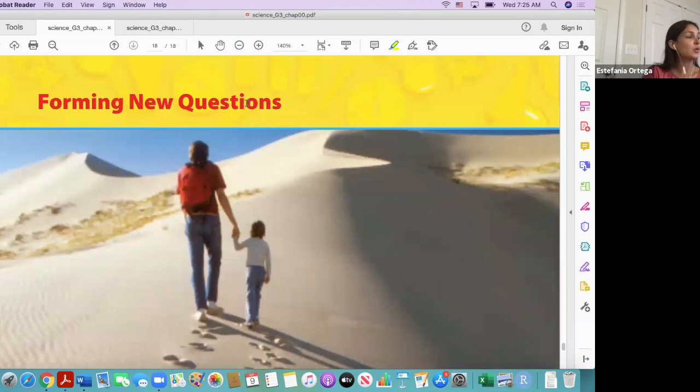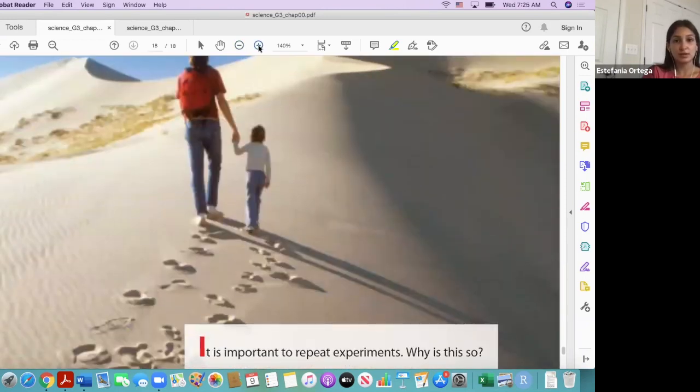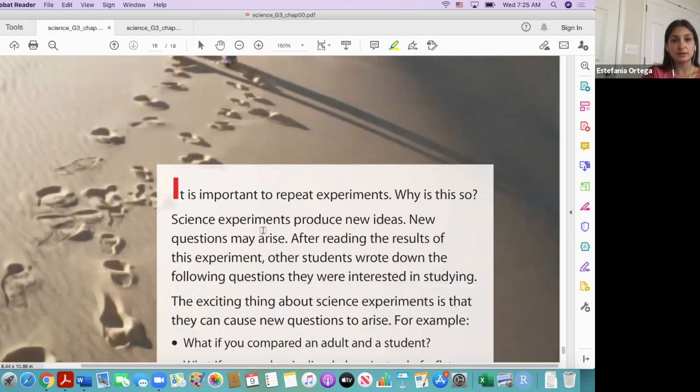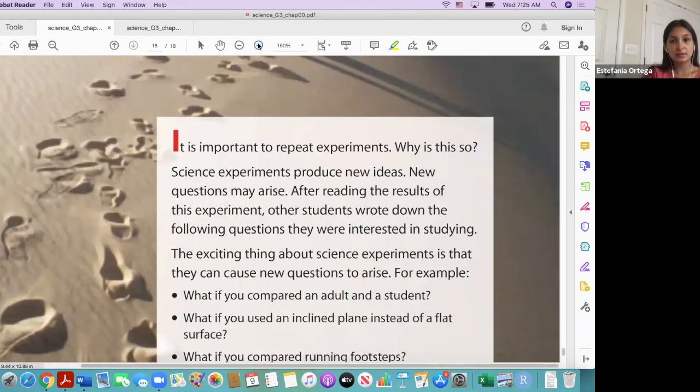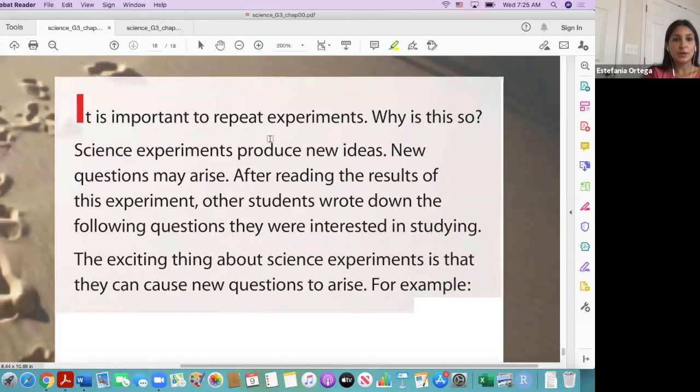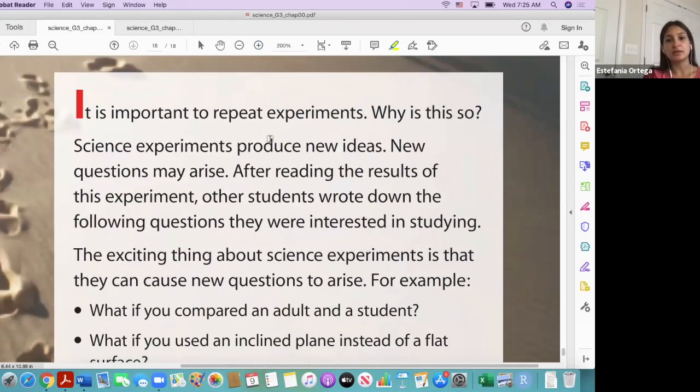So, forming new questions. Let's see. This is the final part. Okay, so it is important to repeat experiments. Why is this so? Science experiments produce new ideas.